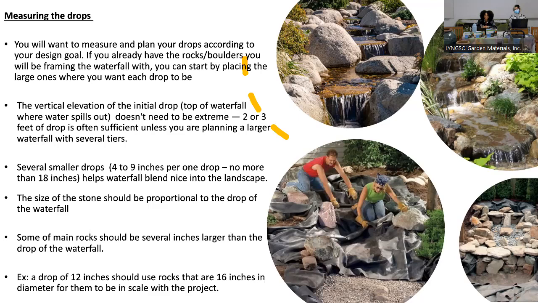When looking at the stones that you're using to frame the waterfall, you'll want the drops to be proportional to the size of the stones, meaning that some of the main rocks on the waterfall should be several inches larger than the initial drop of the waterfall. For example, a drop of 12 inches should use rocks behind it or around it at the top that are 16 inches in diameter for it to look in scale with the project.